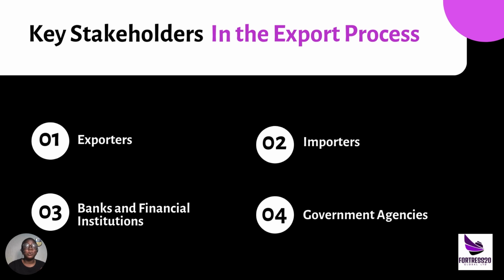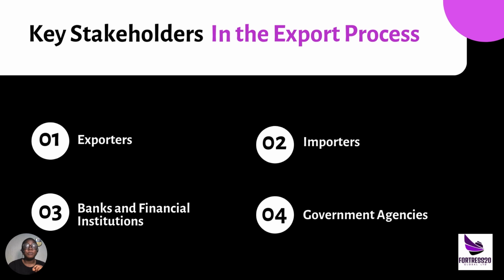Number two, key stakeholder, the importers. The importers are businesses or individuals who buy goods from foreign suppliers for domestic use or resale. Number three, the banks and the financial institutions. They support international trade by offering services that help exporters and importers manage risk, finance their transactions, and secure payments.